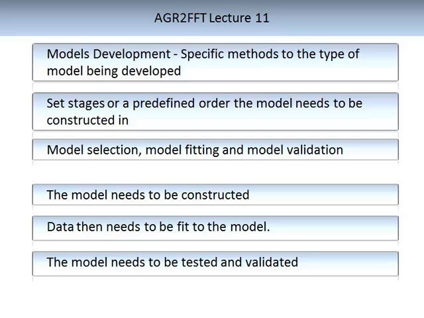So, how do you develop a model? Well, the methodology that you use is very specific to the type of model being developed, but there are some generic stages that are followed. The 3 main stages are model selection, what model do you use, model fitting, and model validation. So, you need to decide what model you are going to use, what enables you to fulfill the function of the model. You then need to construct this model.